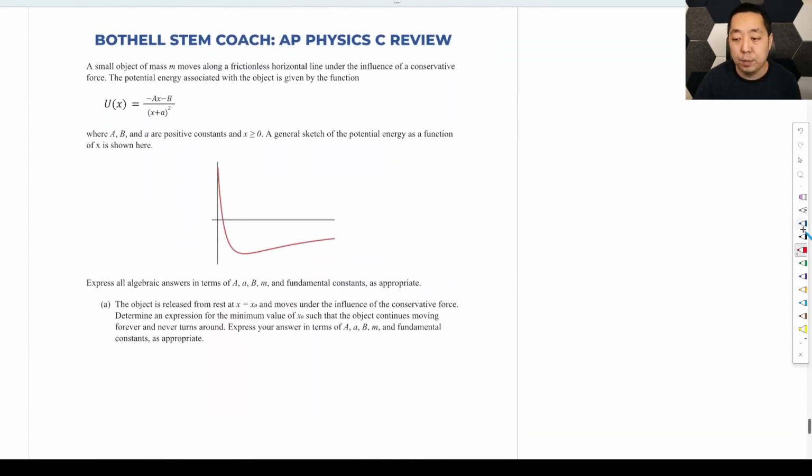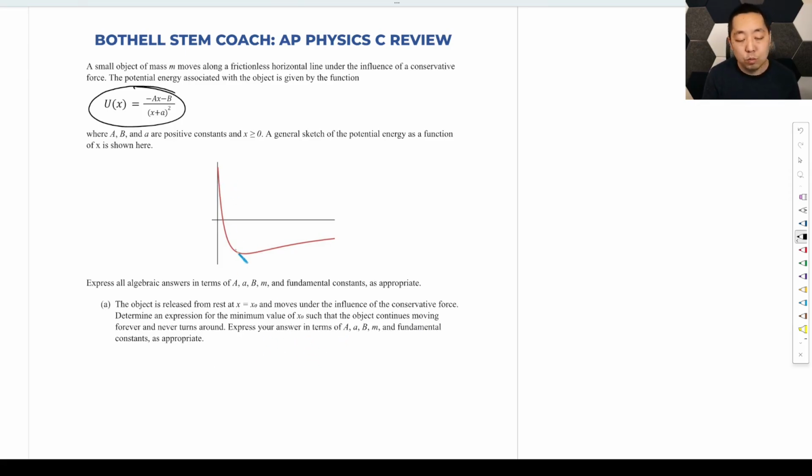So let's go through an example problem. We have a small object of mass m that moves along a frictionless horizontal line under the influence of a conservative force. The potential energy associated with the object is given by this equation here. A general sketch of the potential energy as a function of x is shown here. Express all your answers in terms of a, b, m, and c. The object is released at rest from x equals x0 and moves under the influence of the conservative force. Determine an expression for the minimum value of x0 such that the object continues moving forever and never turns around.